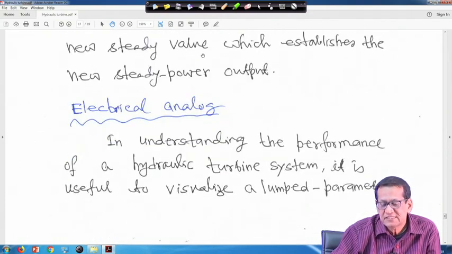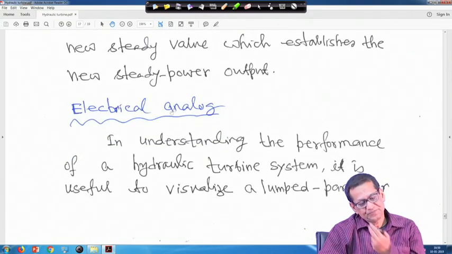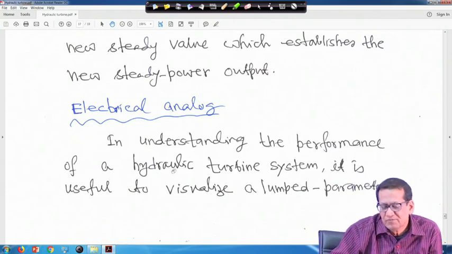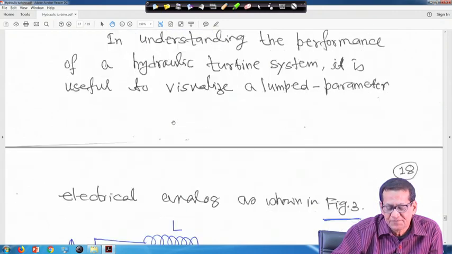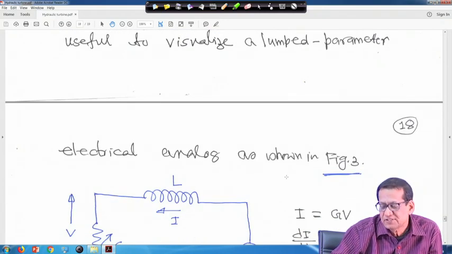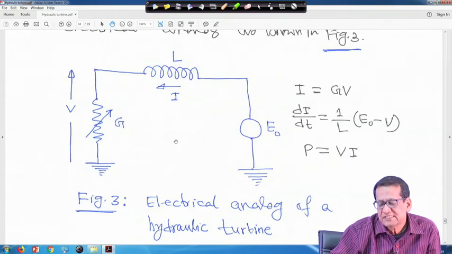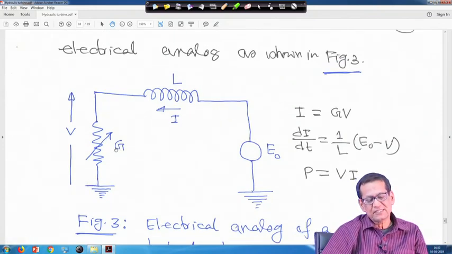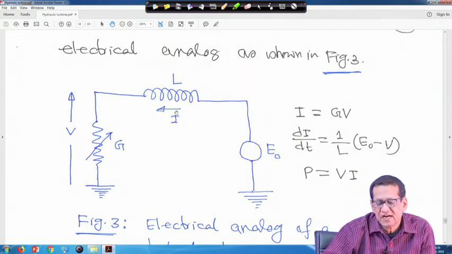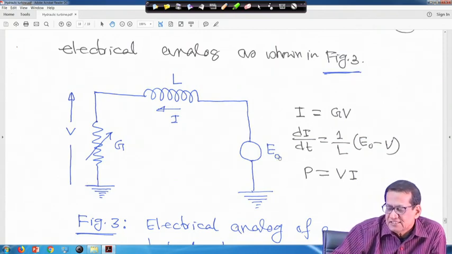Therefore, next is the electrical analogy. In understanding the performance of a hydraulic turbine system, it is useful to visualize a lumped parameter electrical analogy as shown in figure 3, right. This is a simple analogy. This is a variable conductance G, the reciprocal of resistance, and the voltage across it is V, this is the current I, this is inductor L, and this is E 0.